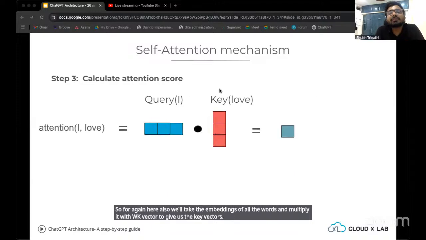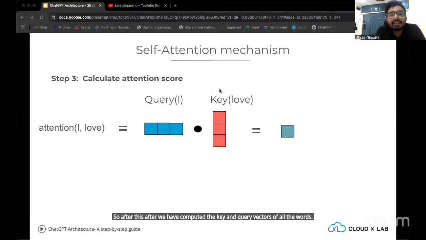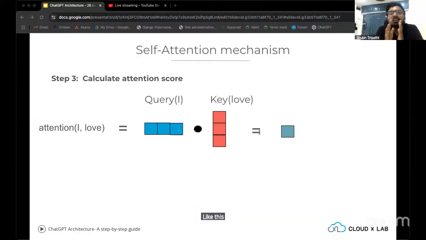After we have computed the key and query vectors of all the words, we calculate the attention score. The attention score determines how much attention a word should pay to another. We compute this score by taking the dot product of the query of one word with the key of another word. This tells us how relevant they are to each other.